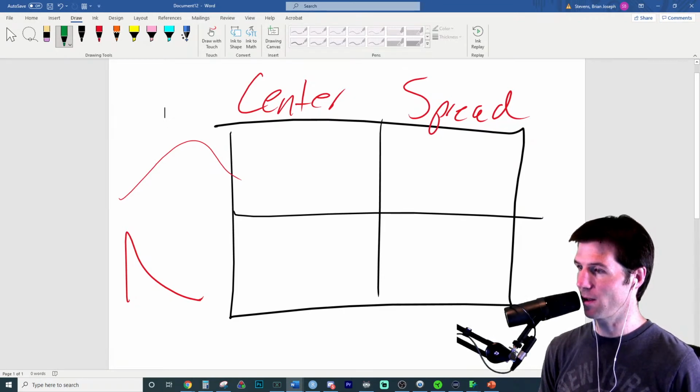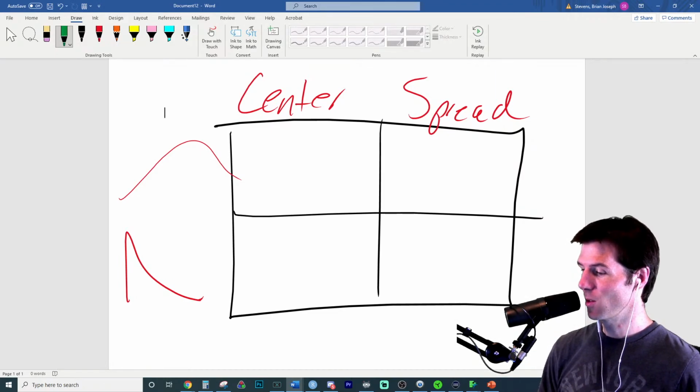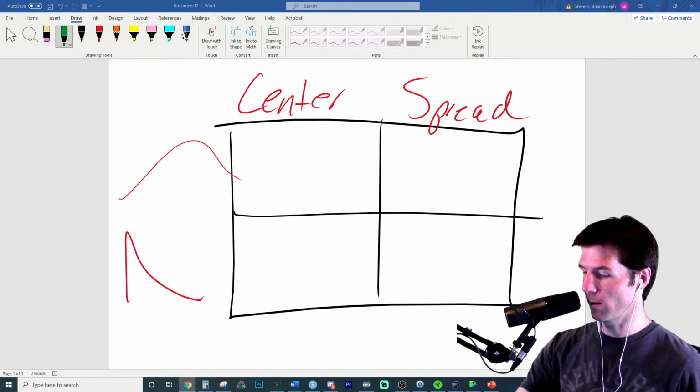What will not be impacted by outliers? Don't worry, just take a guess if you want. We're going to throw 50 points for any sort of guess right here.